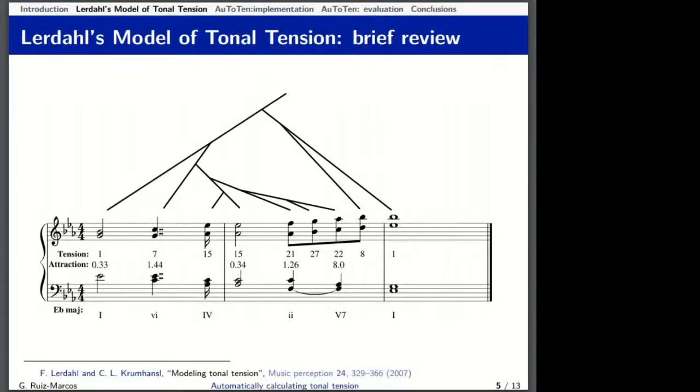Next, we move into the piece's hierarchical structure. By applying GTTM's rules on the Grail theme, one will get the tree shown on top of the picture. This tree illustrates the importance of each note with regards to the whole theme. Finally, by applying MTT's rules, one can calculate the quantitative values of harmonic tension and attraction, which are shown in the middle space. The question now is, well, is there a way of calculating these values automatically?